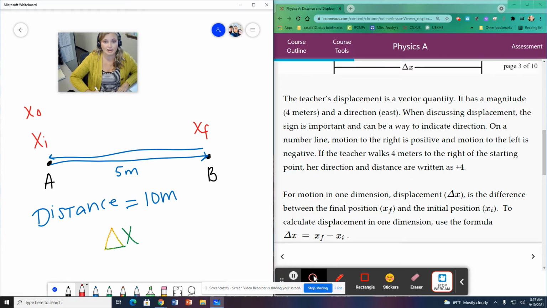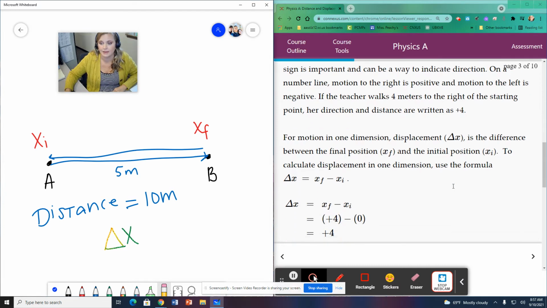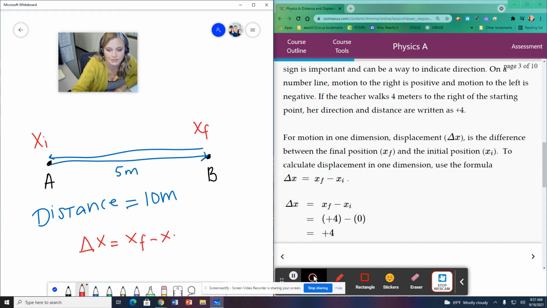Sometimes they use X naught, 0 being called naught, meaning that's my initial position where I start. Again, I actually prefer the X sub I and the X sub F, and I'm glad this curriculum is using that, because that's my preference as well. So delta X over here, and I'm going to rewrite this without the little sparkly pen. I like the sparkly pen, but it's not as easy to see. So delta X is equal to my final position minus my initial position.